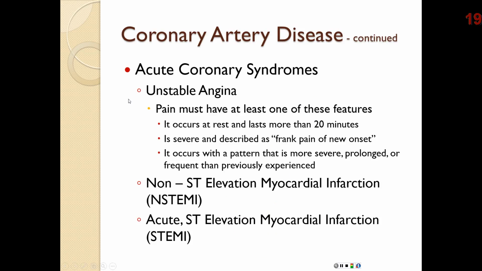Here they are. If you have unstable angina, you must have pain that occurs at rest and lasts for more than 20 minutes, or you must have severe pain described as frank pain of new onset. Frank pain means it's very distinctive pain. It's very strong. We don't use the word severe because it's not quite at that point, but it's very pointed. You feel it in the chest. It's strong.